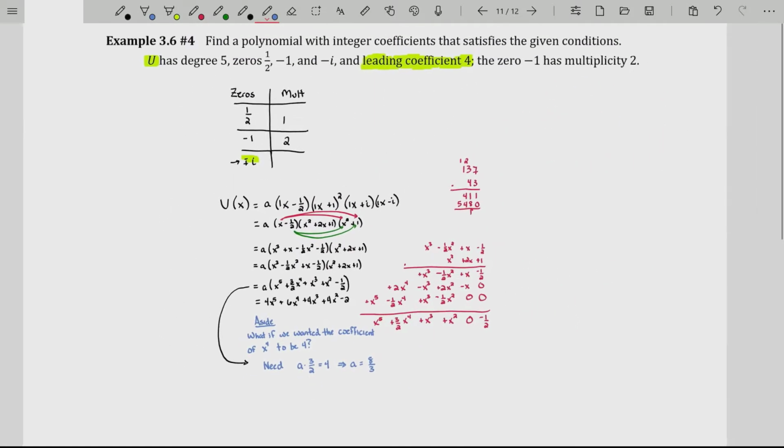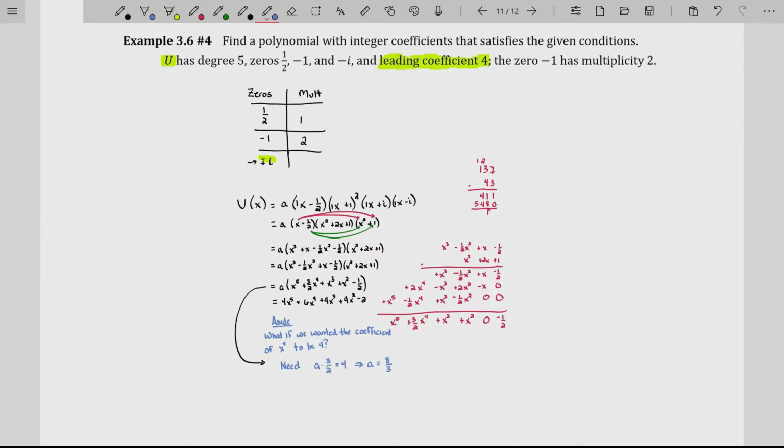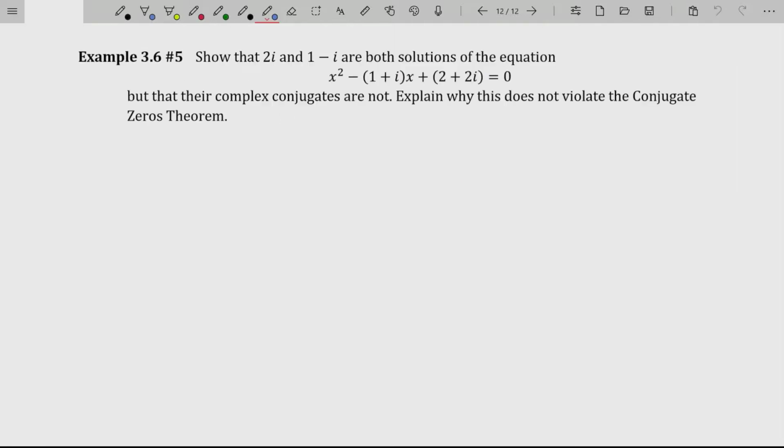Now let's make sure that we are completely finished with this problem. Find a polynomial with integer coefficients that satisfies the given conditions. Okay, we did. We're good.